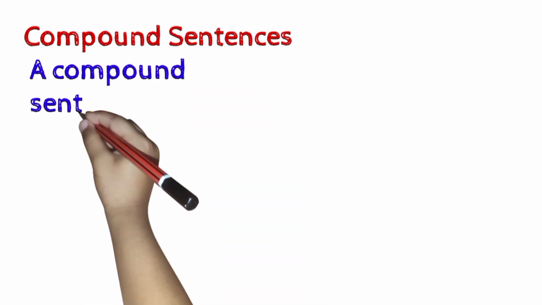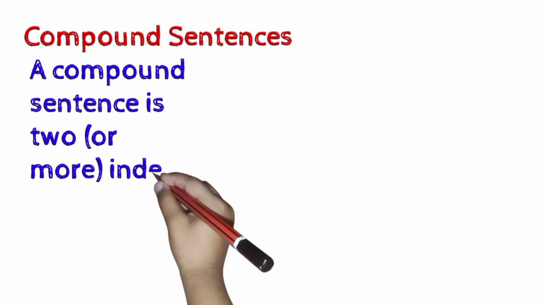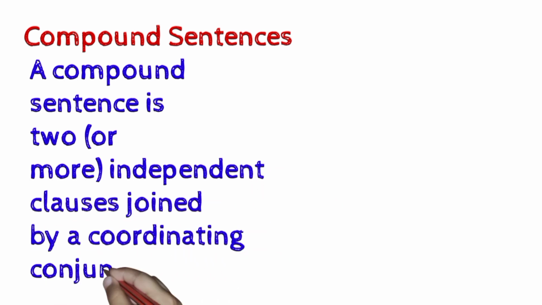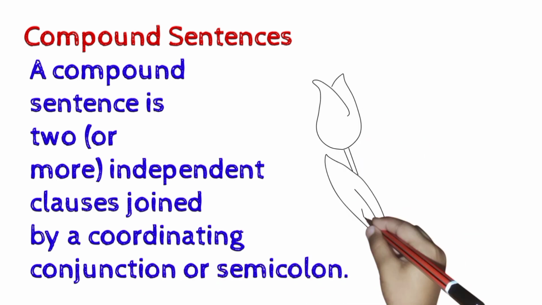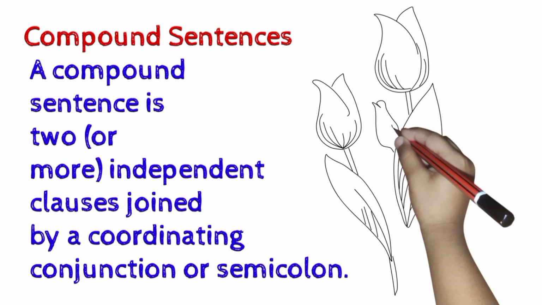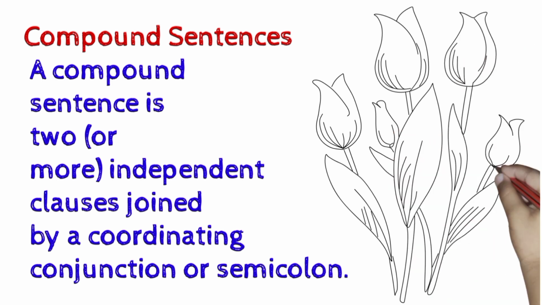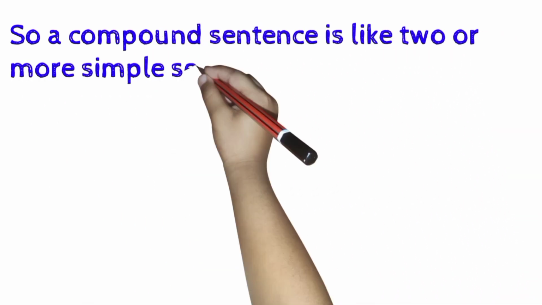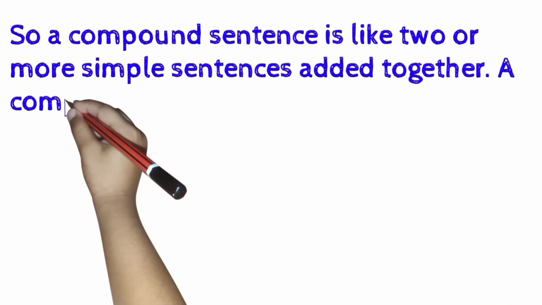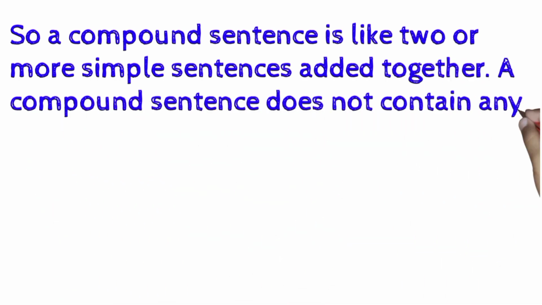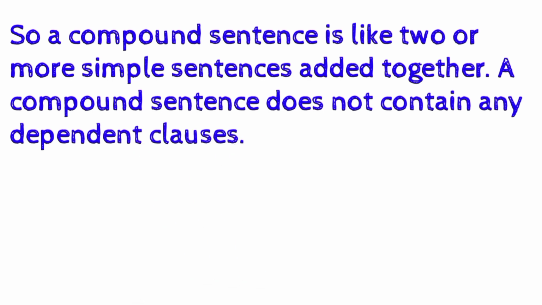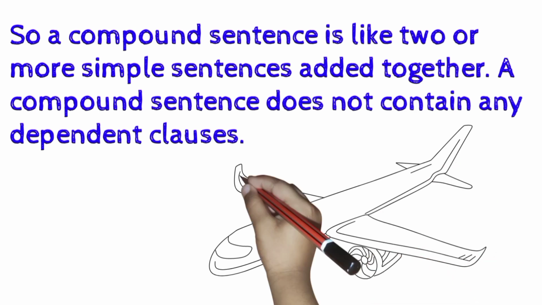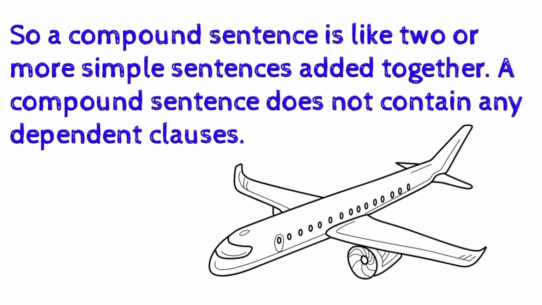Compound sentences. A compound sentence is two or more independent clauses. A clause is a section of a sentence, and by using coordinating conjunctions we join these clauses, and sometimes we also use a semicolon. In a compound sentence, we join simple sentences. They are added together and it does not contain any dependent clause. We join only the independent clauses, that is, the sentences which make sense.